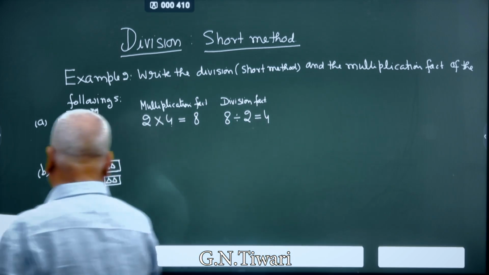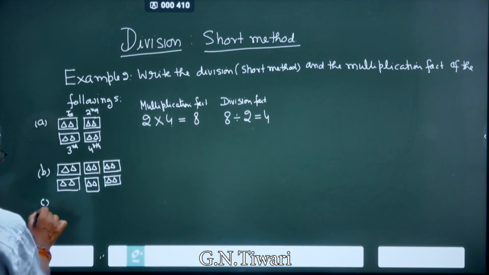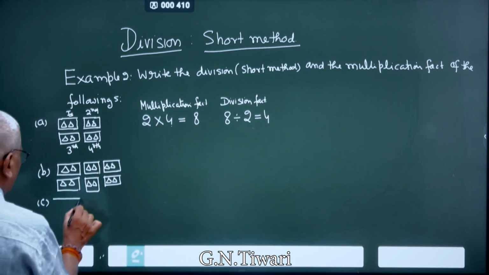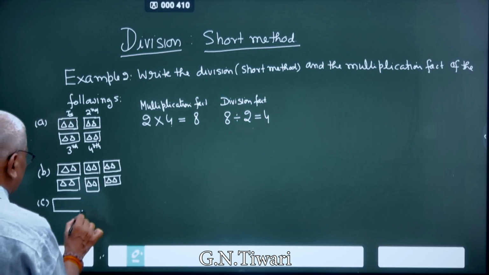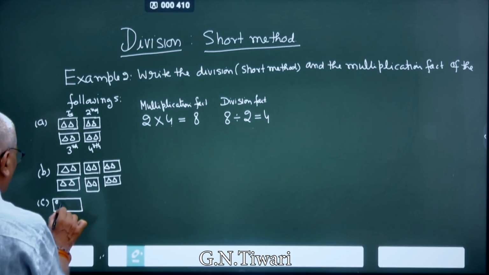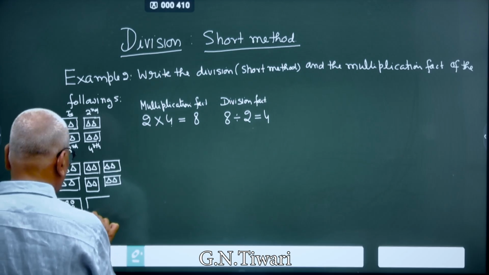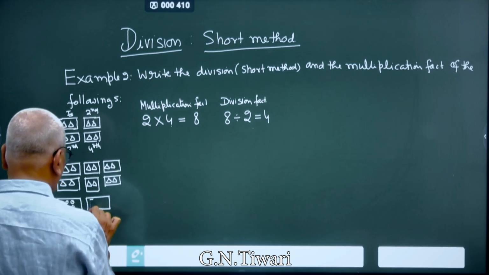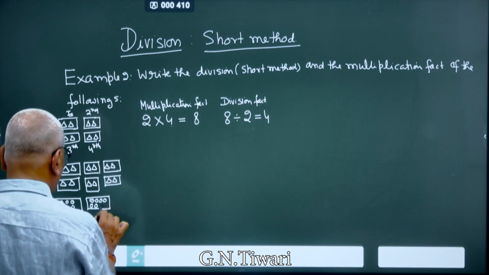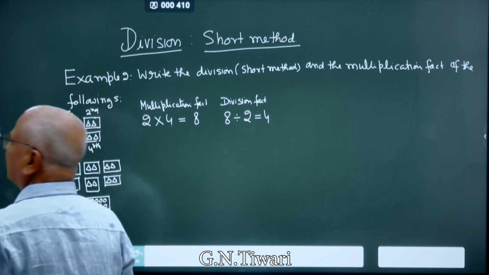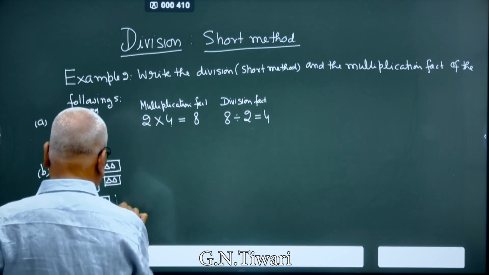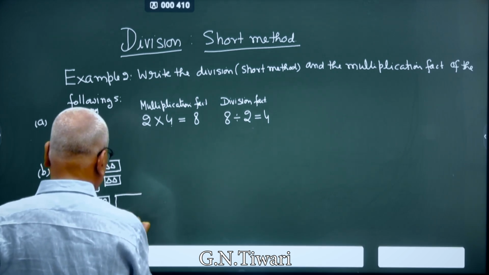As far as C is concerned, another example. I will not make a triangle, I will make something else. O, O, O, O, O, O, O, O. One group. It is not a circle. Circle represents number of the objects.